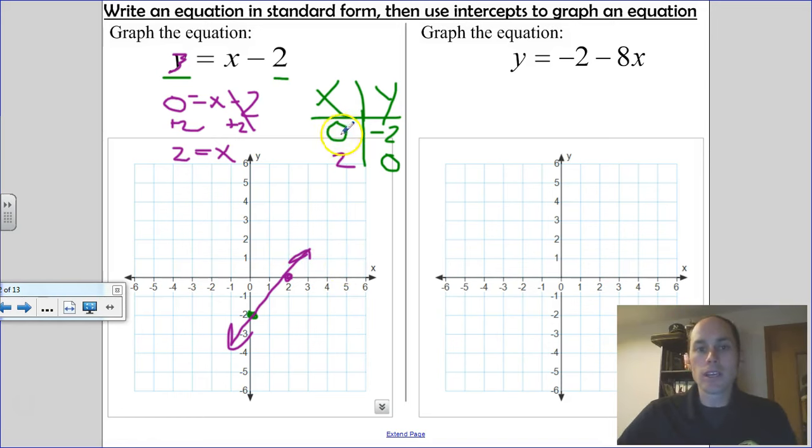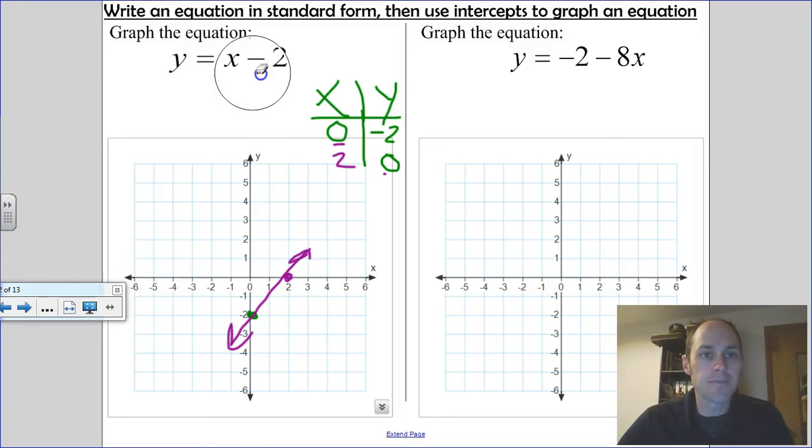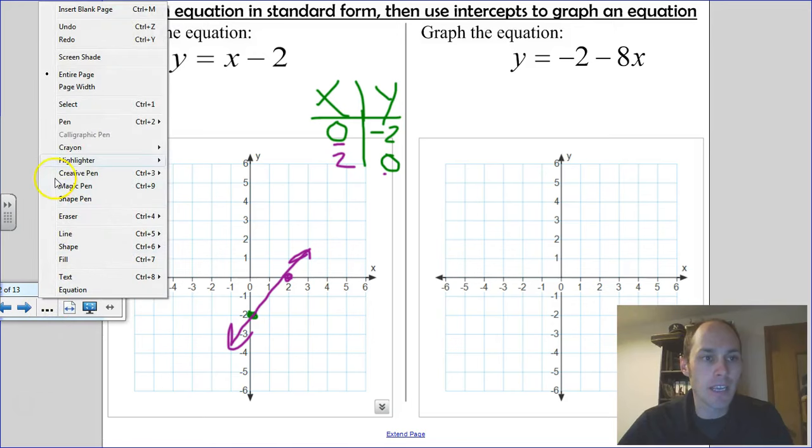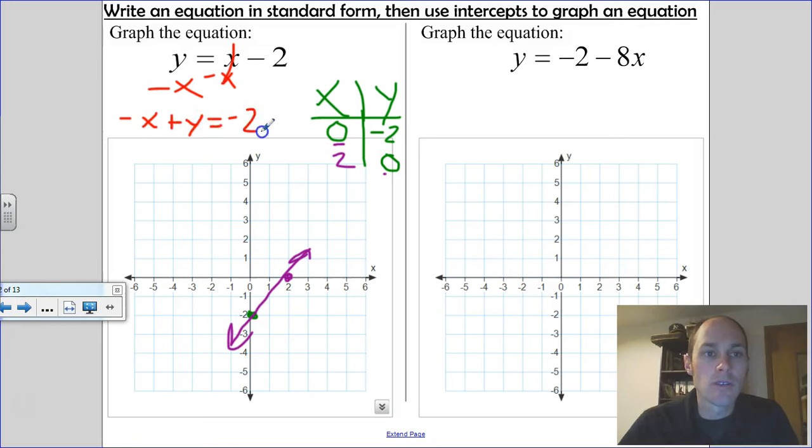Okay, so substituting 0 in for x or y will give us those points. And if you struggle with that, maybe you think of it a different way. Maybe you prefer to have it in standard form. Well, no one's going to stop you from changing it to standard form. So you got the x and the y on the same side. So I'm going to subtract x so I can get x and y on the same side. So I have negative x and a positive y equal to negative 2.